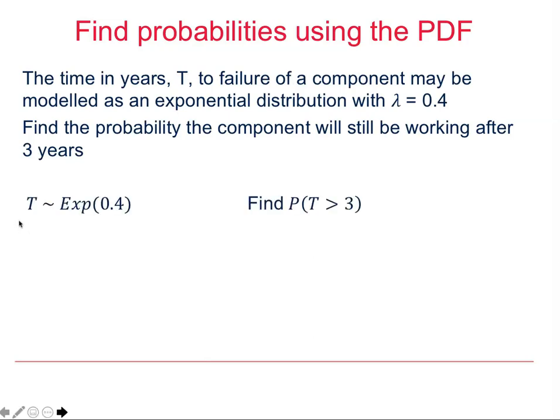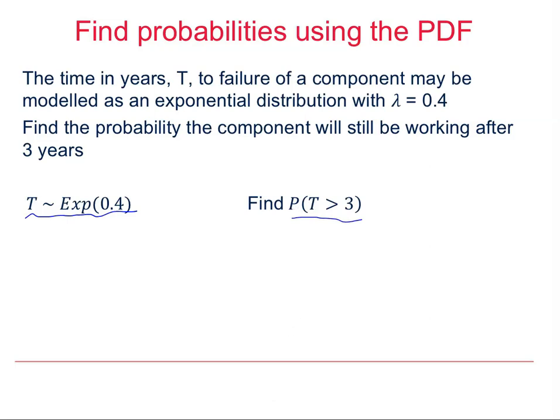So here the time in years is distributed according to the exponential distribution with lambda equal to 0.4, and we're looking for the component still to be working after 3 years, so we're looking for the probability that t is greater than 3.